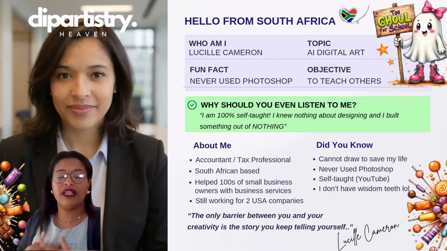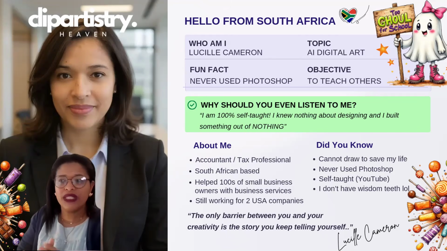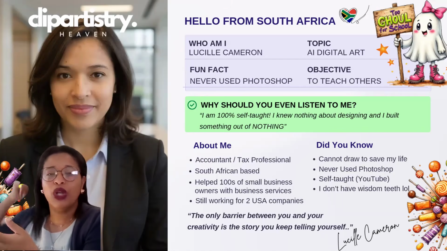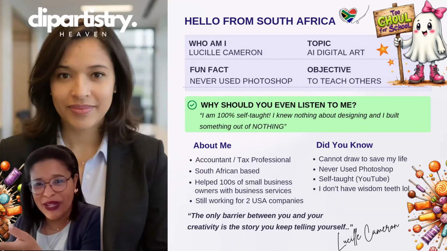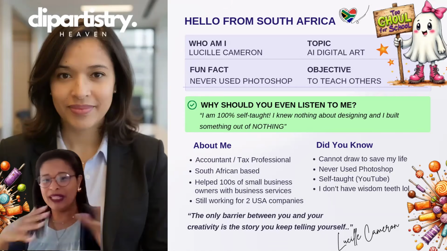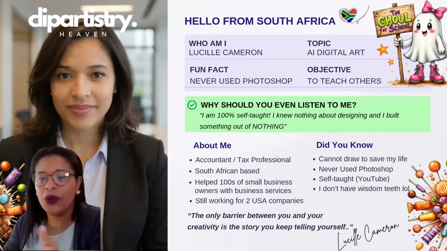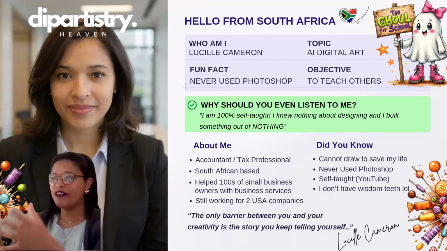So I can only speak for myself. I can't speak for the others. My name is Lucille. I'm from South Africa. Please tell me where you are from. Even if you told me last week where you are from, I like to hear where you are from. And it's nice to get everybody engaged to let us know where you hail from. I'm all the way from South Africa.